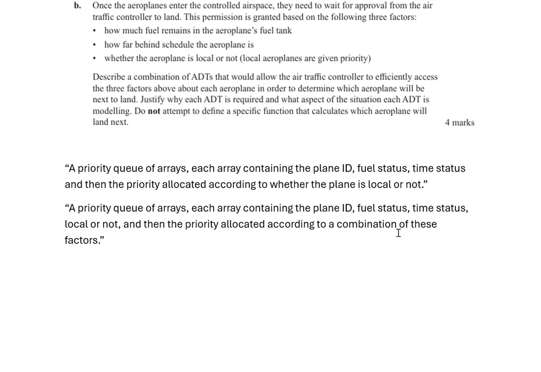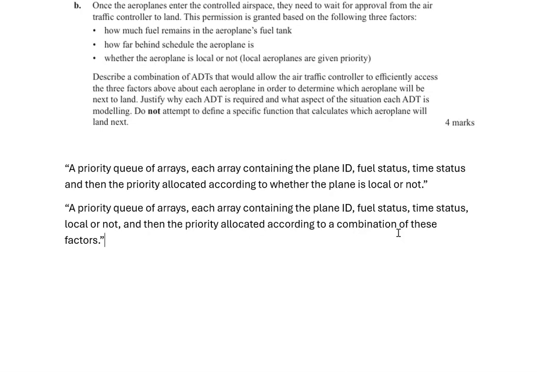So we've got to read the question again. The air traffic controller needs to efficiently access all of this information about every aeroplane in order to make that decision themselves. So our ADT should not contain any kind of calculated priority. It should just contain the information needed for the air traffic controller to make their decision.